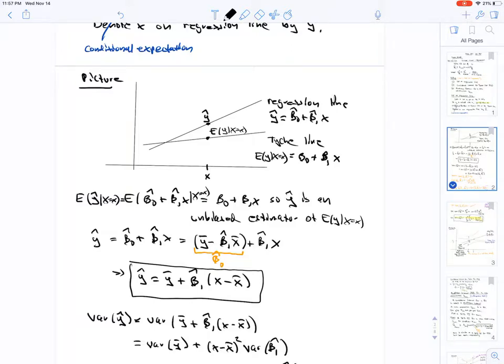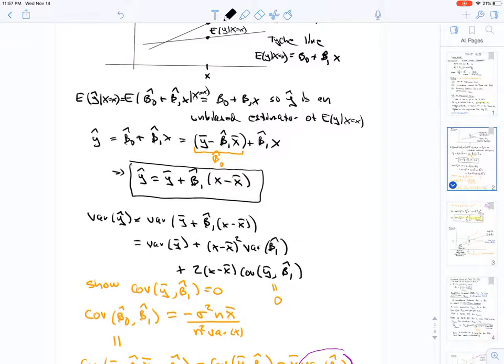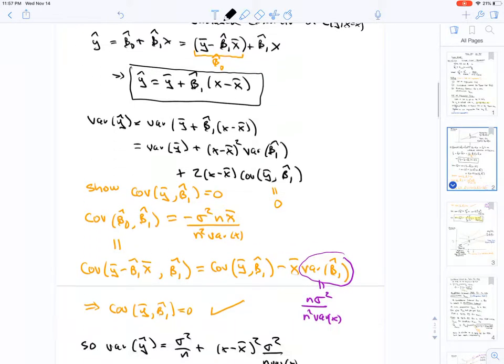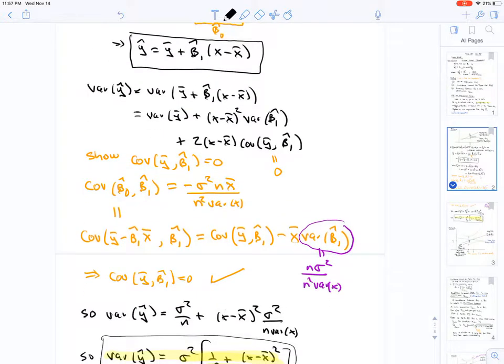So y hat is y bar plus beta 1 hat times x minus x bar. That just follows from the definitions. And we can take the variance of both sides, and we get the variance of y hat is the variance of y bar plus x minus x bar squared times the variance of beta 1 hat, and then a covariance term that turns out to be 0 as I show below here.